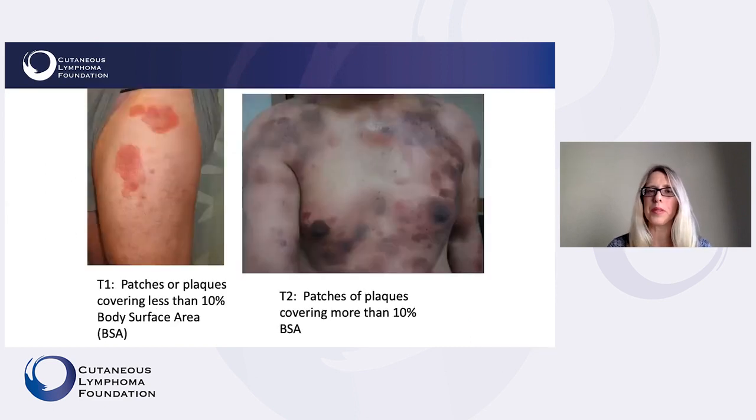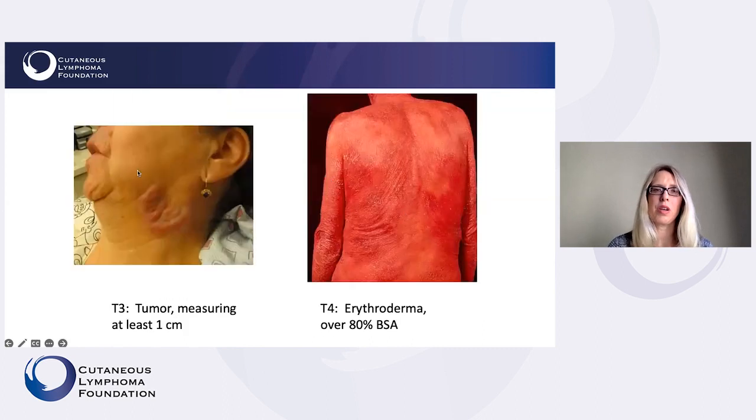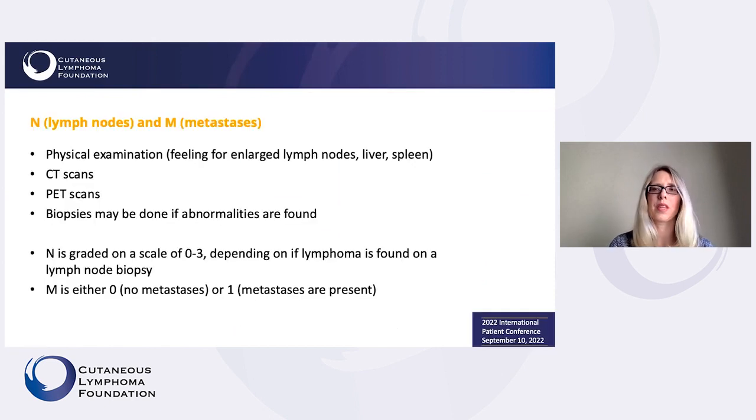So here's some examples. T1 of patches or plaques. These appear to be plaques covering a limited amount of the skin. T2 is when you have patches or plaques covering more than 10% of the skin. T3 is when you have a tumor, a lesion that is almost as deep as it is wide, and it's at least 1 centimeter. And then T4, which is erythroderma, red scaly skin covering at least 80% of your body surface area. Then we move on to the N and the M.